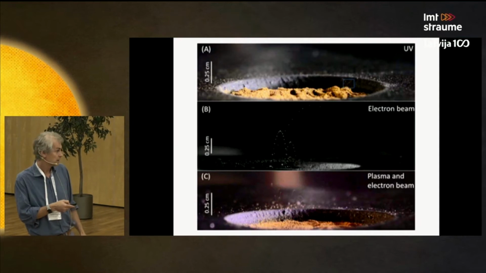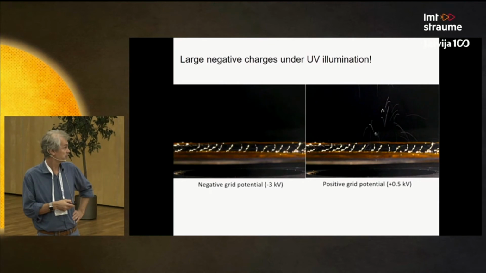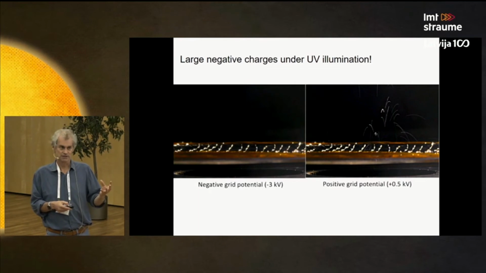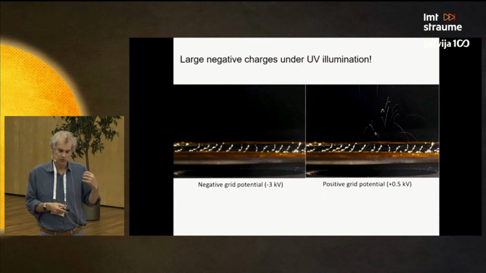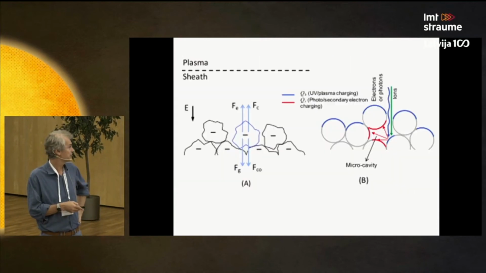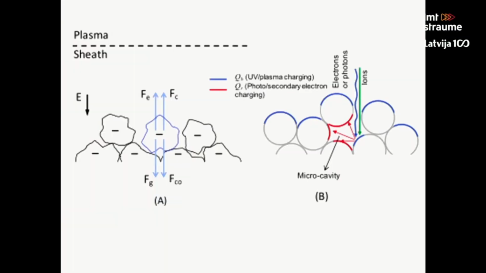And because Shu is a careful experimental physicist, he explored the parameter space. He verified it's not just working with UV. The only thing you have to do is charge the surface, and you have to charge the surface in a very specific way. And what they have figured out is that the mechanism which is really driving the process is that you have to have cavities in the surface.